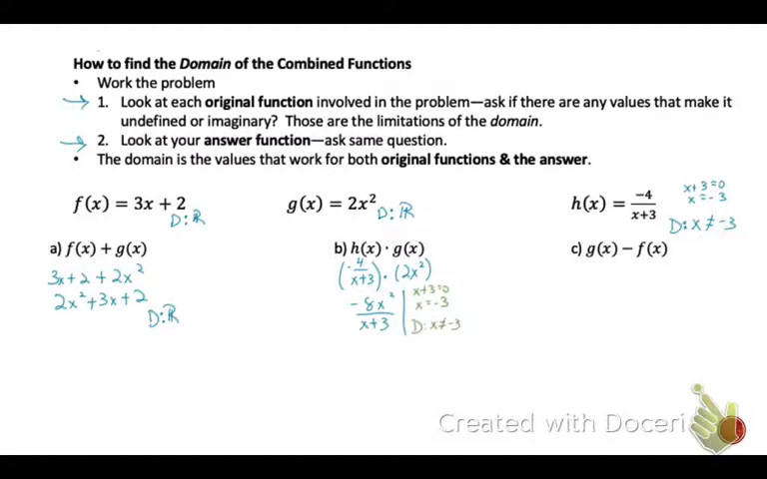So I need to see what value would make that denominator 0. And of course it's negative 3. So I need to give the domain limitation that x cannot equal negative 3.